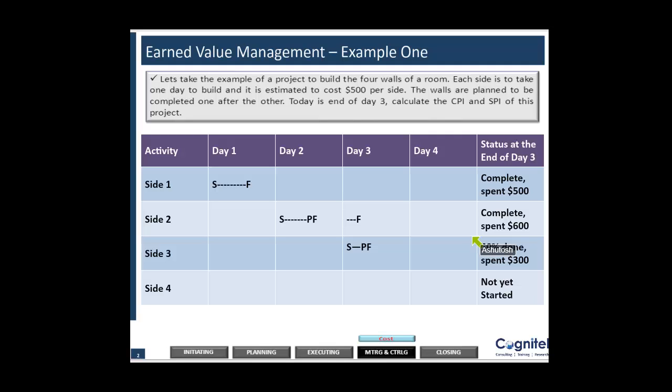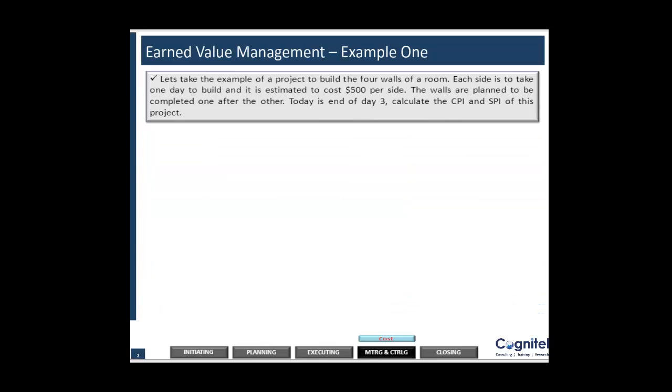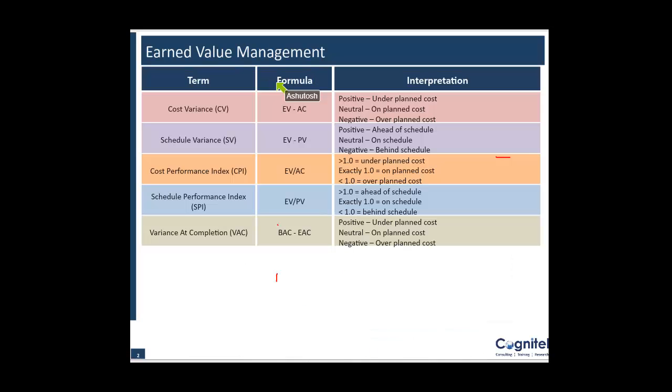Is it clear how this calculation needs to be done? So basically you'll have to bring all of them into the same unit. Make sure that you bring all of these into the same unit. So that is what is planned value, earned value and actual cost.